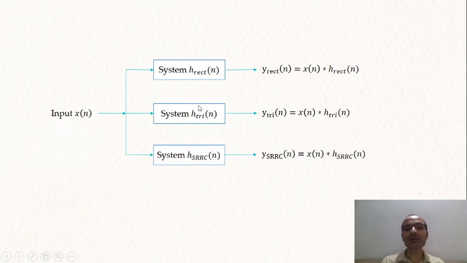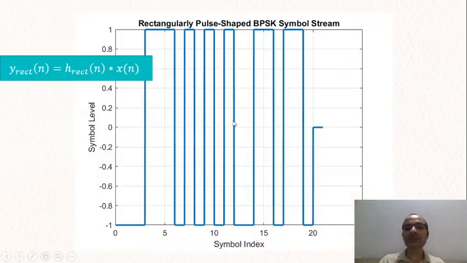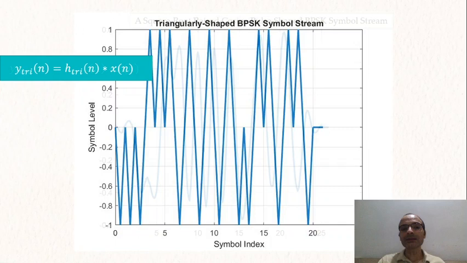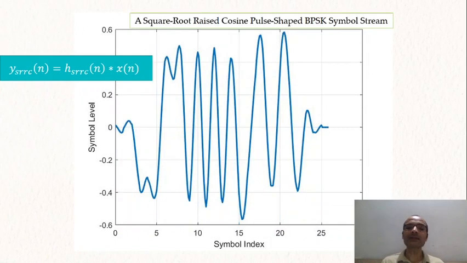Now I pass the same input through the triangular pulse, and I get triangular pulses. So this is where the magic of convolution becomes very clear, that you can actually get the desired shape after you feed the sequence of BPSK symbols through this filter, through this system. Okay. What about the raised cosine pulse? Well, the output looks like this.